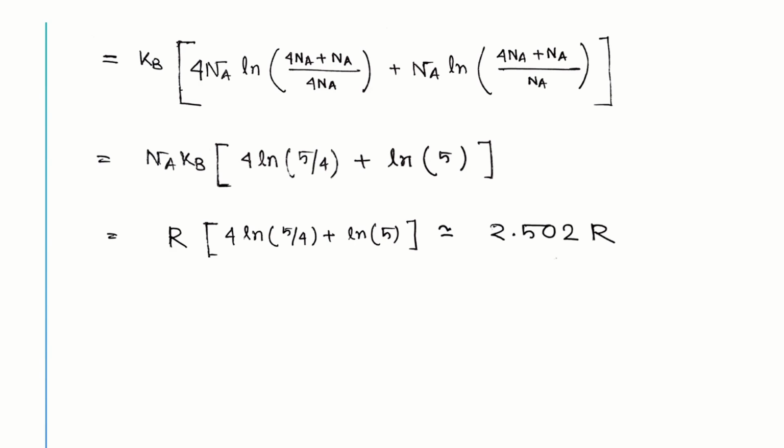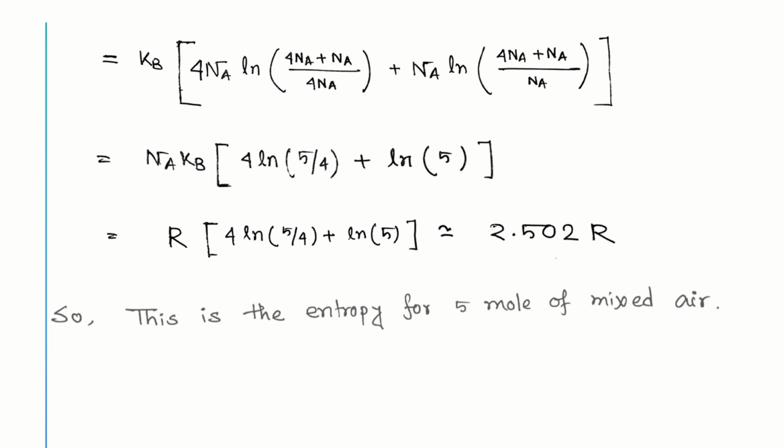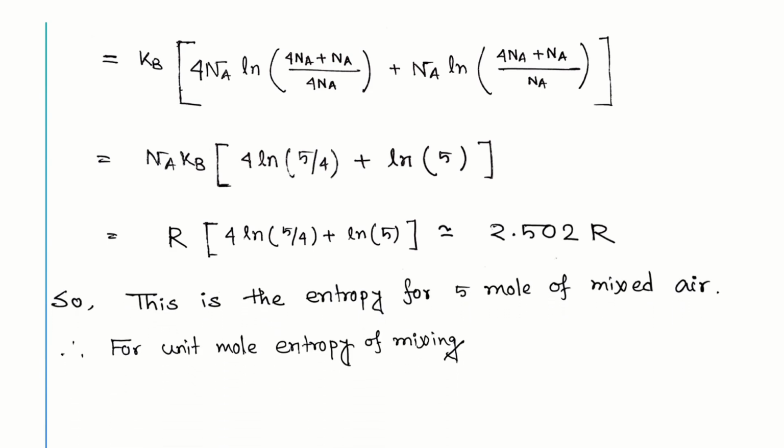And in the question we have to calculate the entropy of gas mixing per mole, so we have to divide it by the number of moles. So we have divided it by 5 and the result is nearly 0.51 R. That's it.